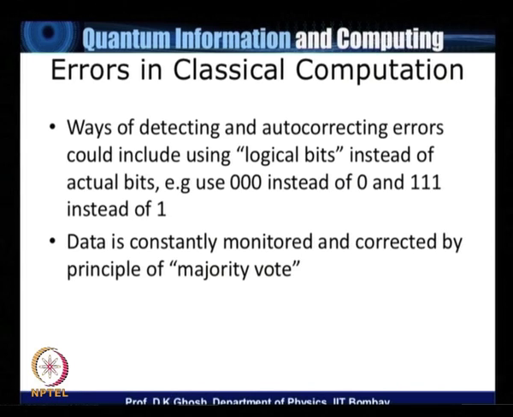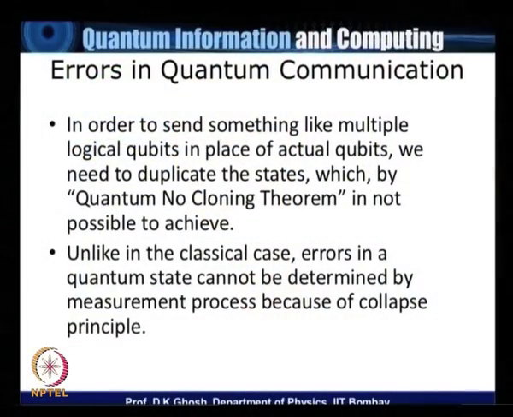Naturally you would ask why 3, there is nothing special, you could use 5, you could use 7, whatever it is. But the point in classical communication is that the data is constantly monitored and you have certain procedures for correcting errors automatically. Now let us look at the corresponding situation that arises in quantum communication.